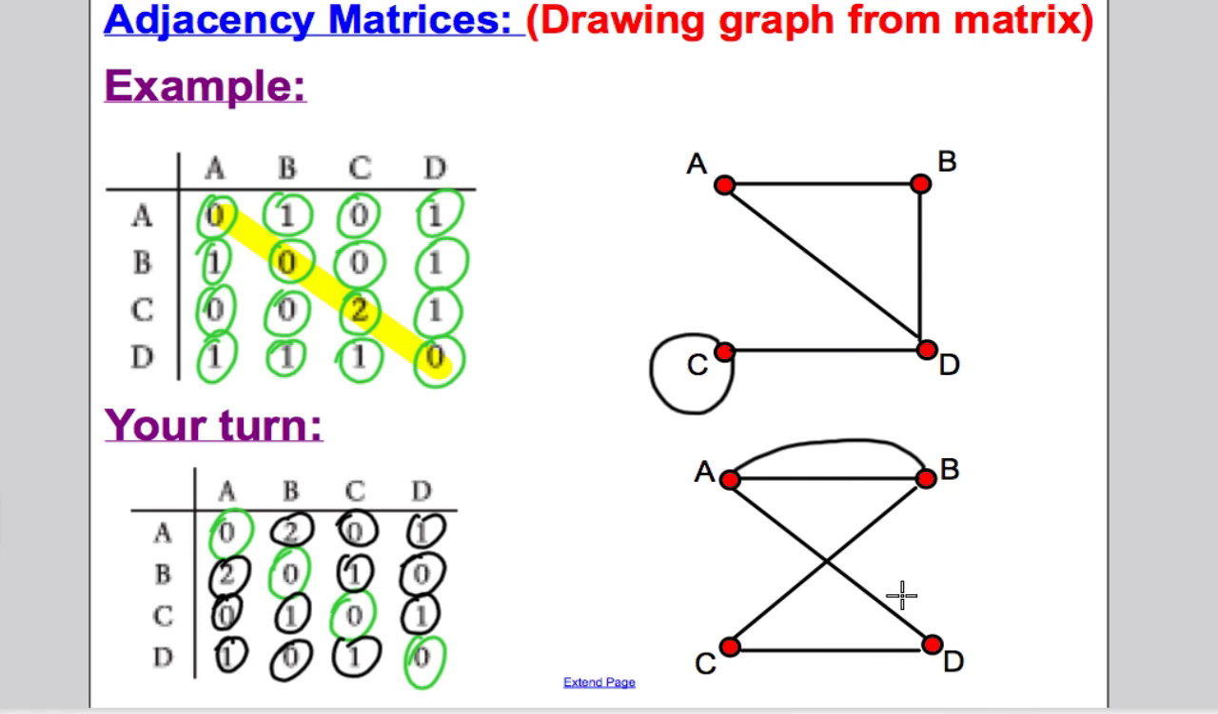Now yours may be different. If you had the C there and the D there, for example, A, B, C, D, it would look slightly different, but it's isomorphic to that graph. It's got the same connections, the same number of vertices, the same number of arcs. Okay, let's move on now to the next thing we need to talk about.